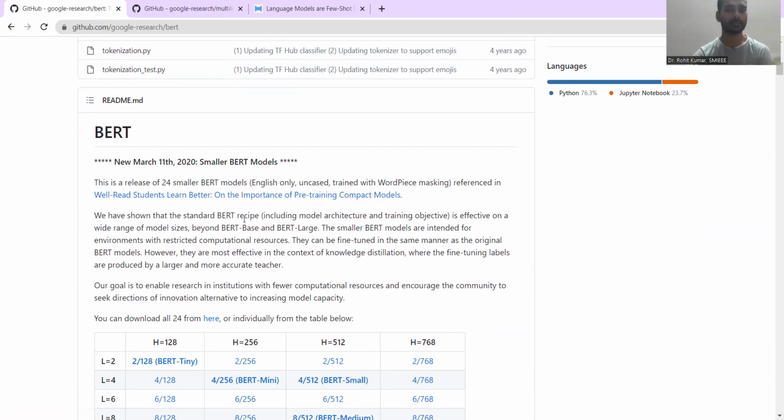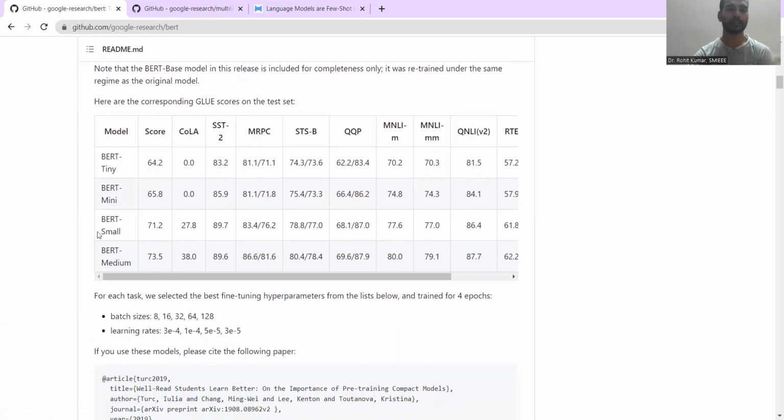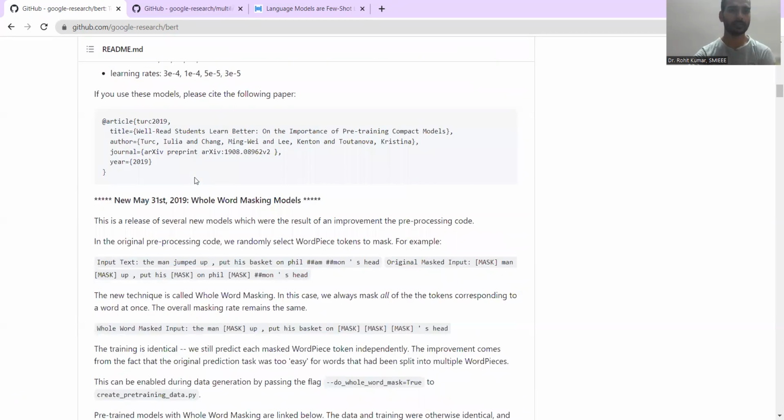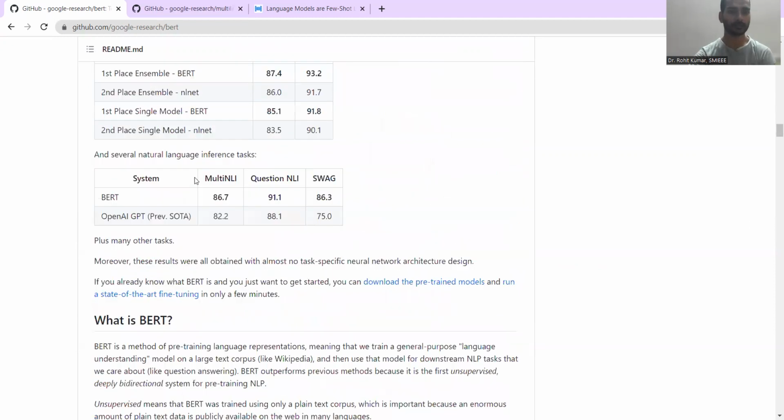They are saying that the standard BERT recipe is effective with a wide range of model sizes beyond BERT base and BERT large. Then coming to the specific discussions, they give you the option to download all 24 from the link given over here, and individually from the table you can just download them. Additionally, they have taken different models with respect to different parameters, and then they are discussing the corresponding GLUE scores. And moving down, they must have also given the citation information.